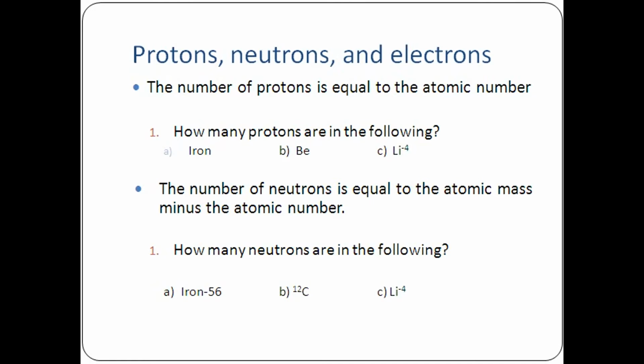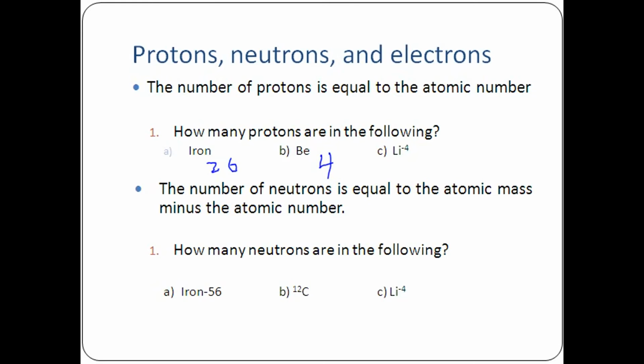So if we look at how many protons are in the following. Iron, we look up iron, its symbol is Fe, and so we see that iron has 26 as the atomic number. So how many protons does it have? 26. Beryllium, Be, that has 4 as the atomic number, so it has 4 protons.